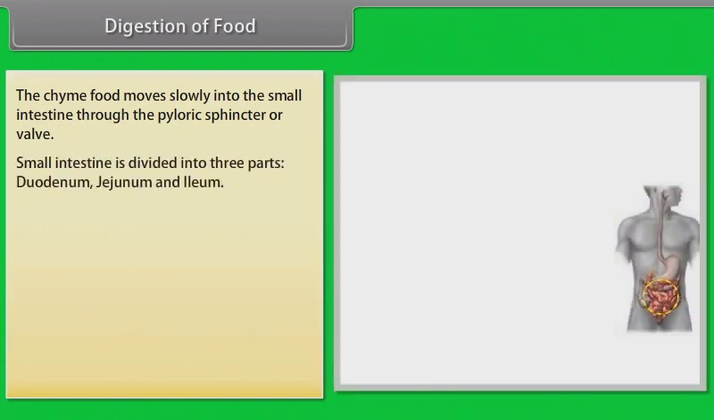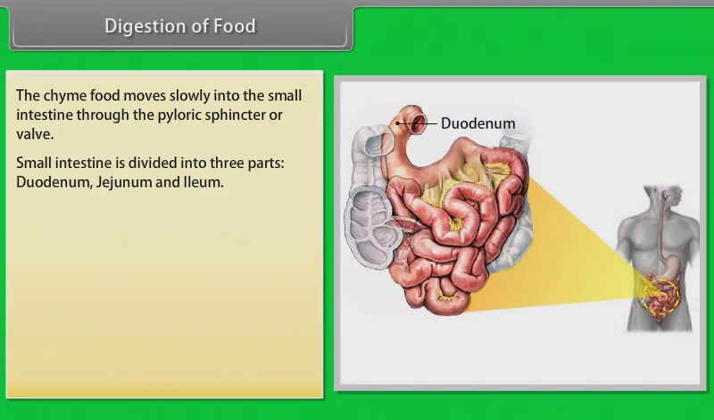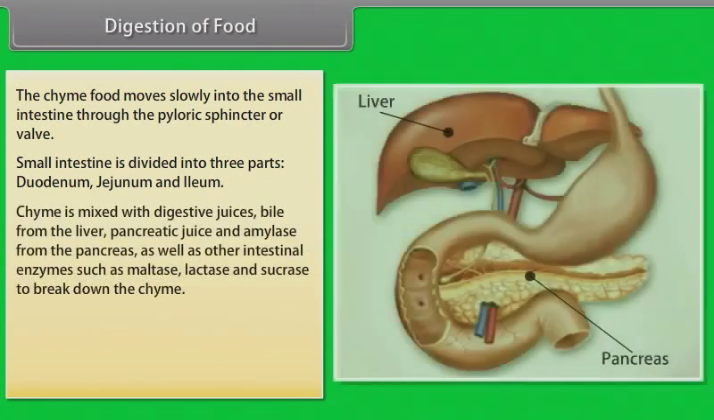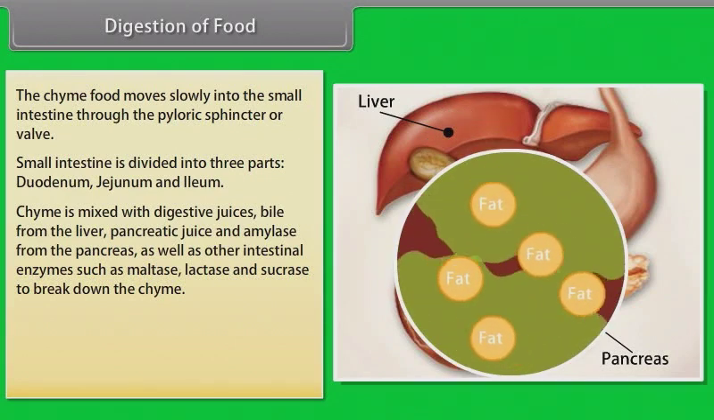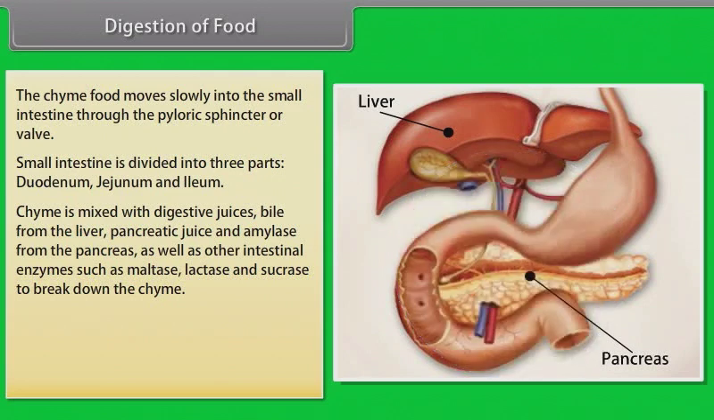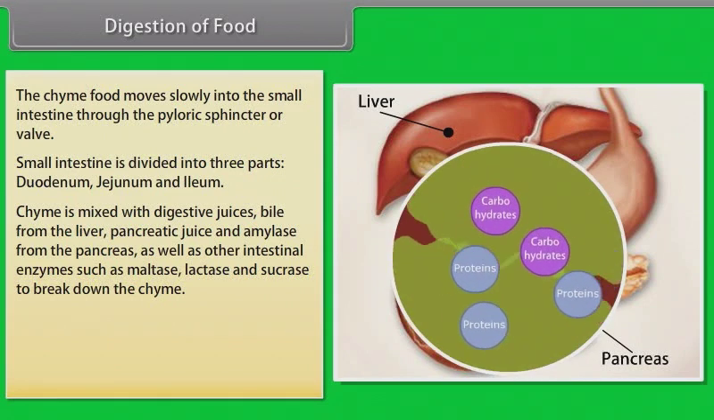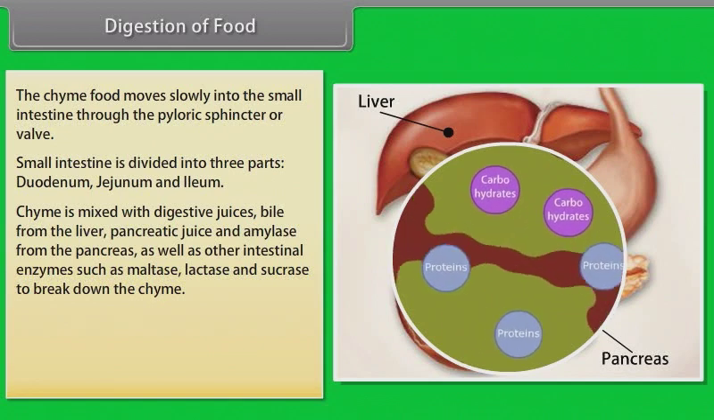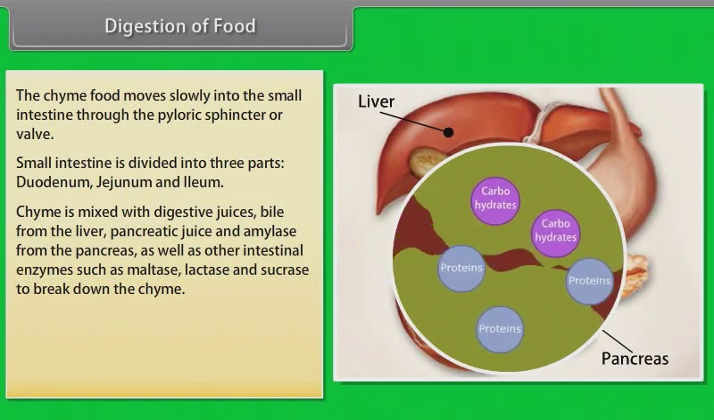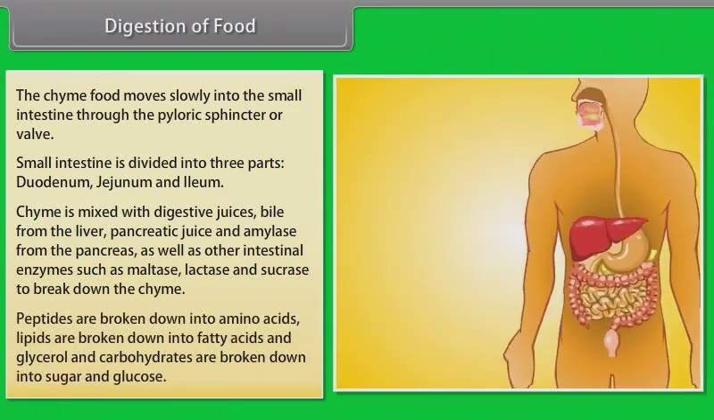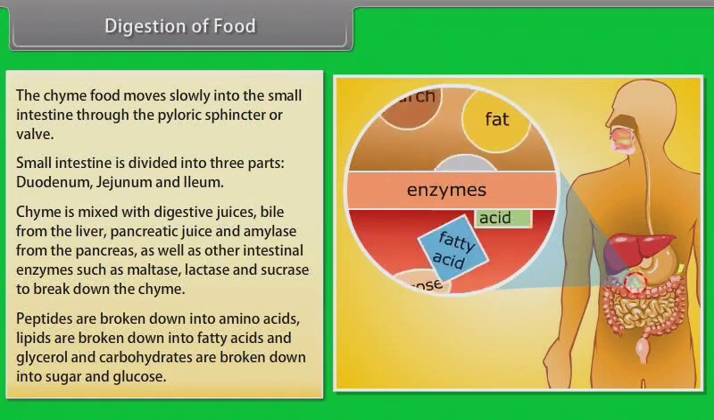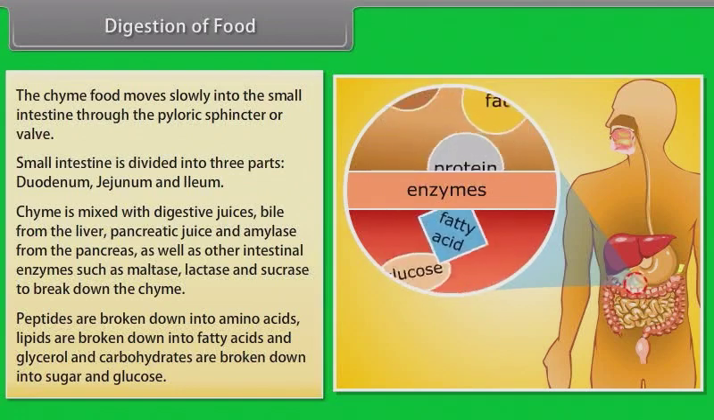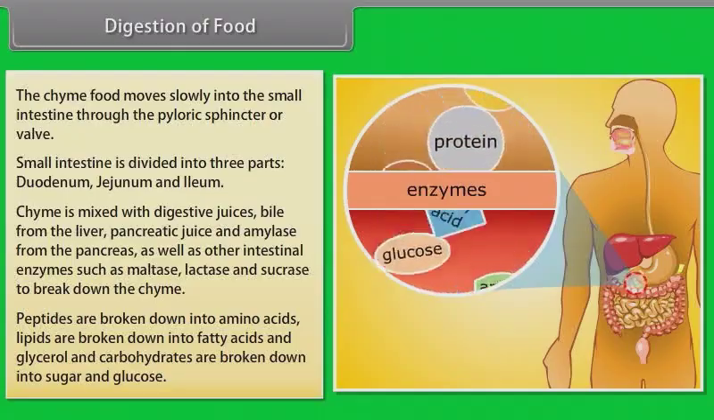The small intestine is divided into three parts: duodenum, jejunum and ileum. Chyme is mixed with digestive juices: bile from the liver, pancreatic juice and amylase from the pancreas, as well as other intestinal enzymes such as maltase, lactase and sucrase to break down the chyme. Peptides are broken down into amino acids, lipids are broken down into fatty acids and glycerol, and carbohydrates are broken down into sugar and glucose.